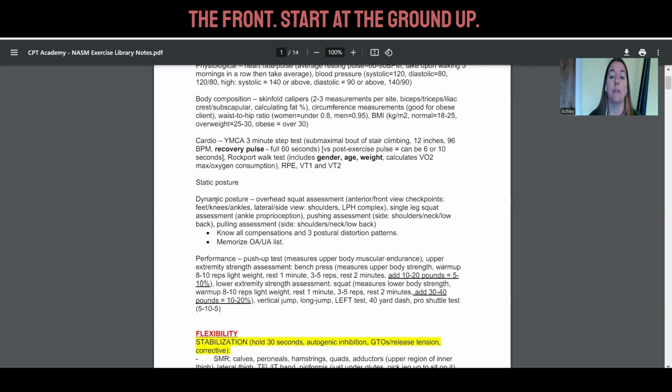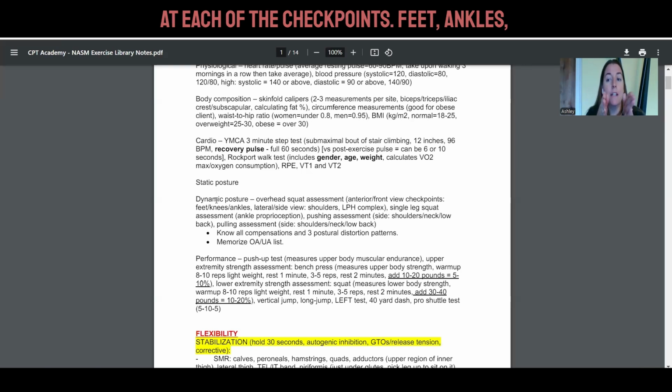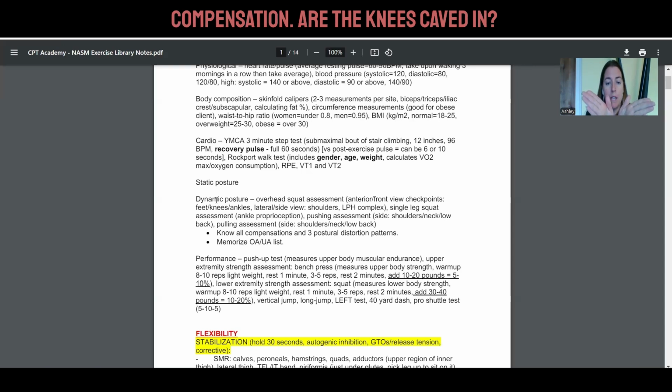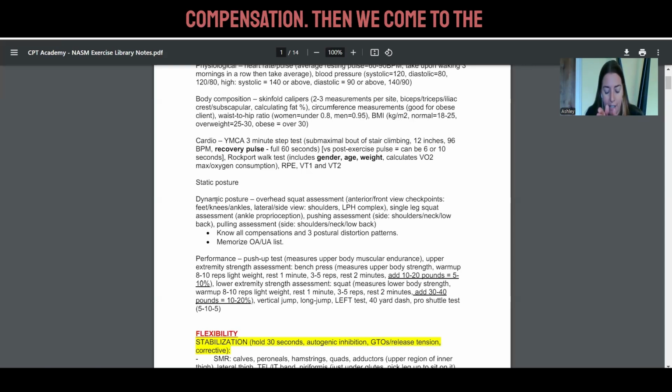Overhead squat from the front, start at the ground up. We want to see what is happening at each of the checkpoints. Feet, ankles, knees. Are the feet turned out? Compensation. Are the knees caved in? Compensation. Then we come to the side view.